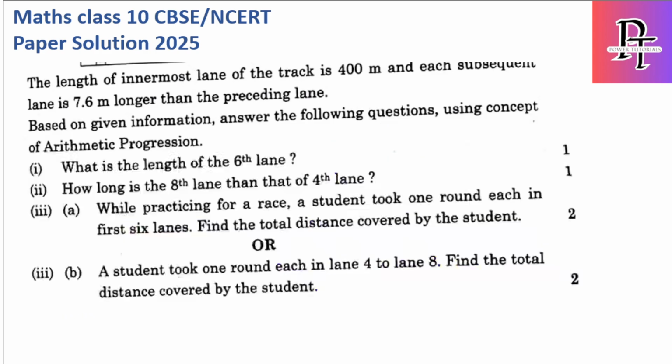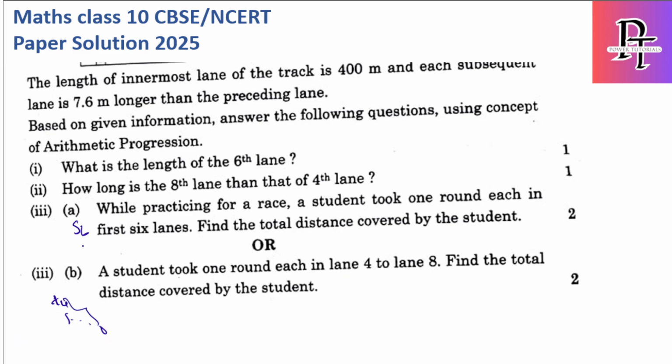A and B questions are very easy. Let's see what is the C. In the third one, we have options again, A or B. A: practicing for a race, a student took 1 round each in first 6 lanes. Find the total distance covered by the student. So this is simply nothing but S6. B: a student takes 1 round each in lanes 4 to 8. Find the total distance covered by the student. So it is something like T4, 5, 6, 7 and 8, all we have to add.